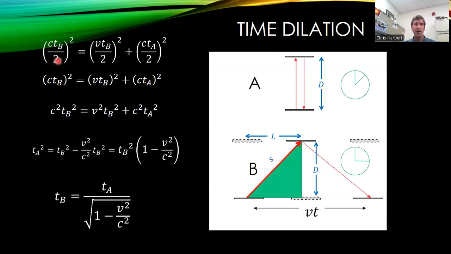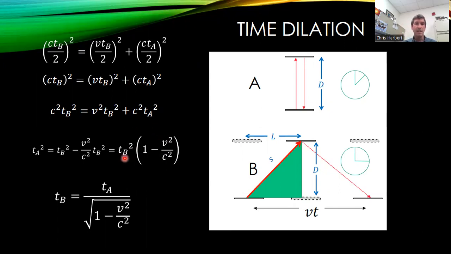And we'll multiply the entire equation by 4. 2 is in the denominator as 2 squared, so the equation reduces to this. Now I want to solve for TB on its own, so I'm going to put the TB terms on one side and the TA terms on the other side. So I get TA squared is equal to TB squared times 1 minus V squared over C squared. To get from here to here, I just divided the entire equation by C squared. That's why it looks a little bit different.